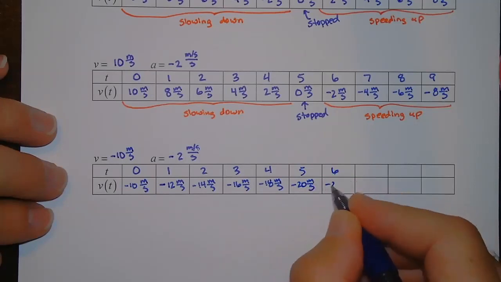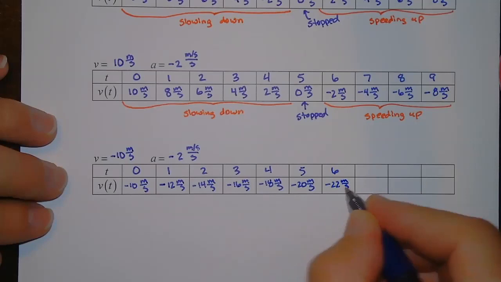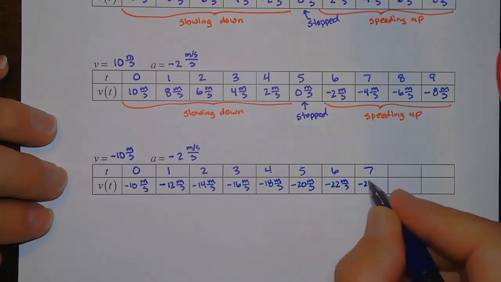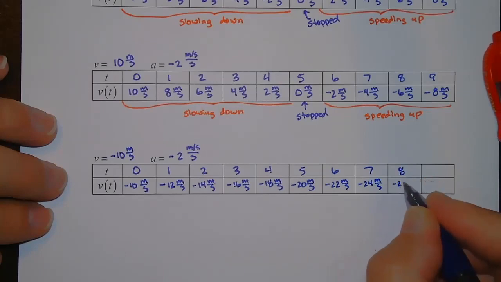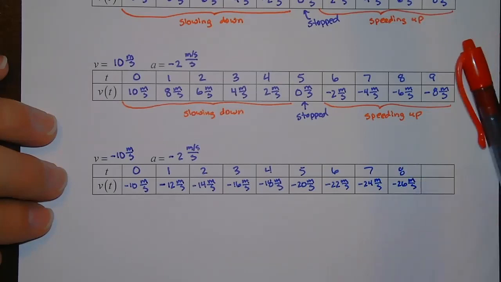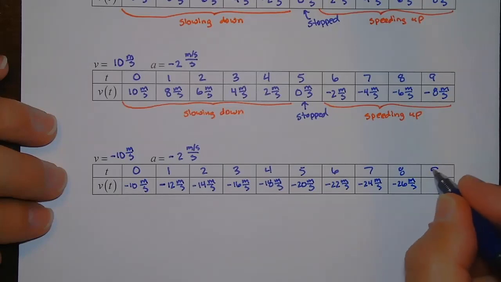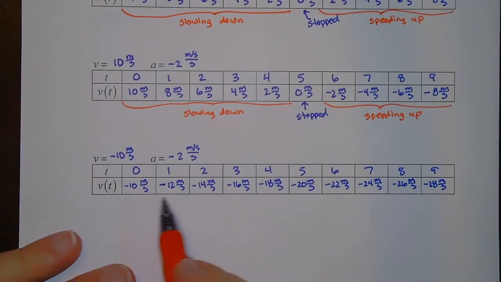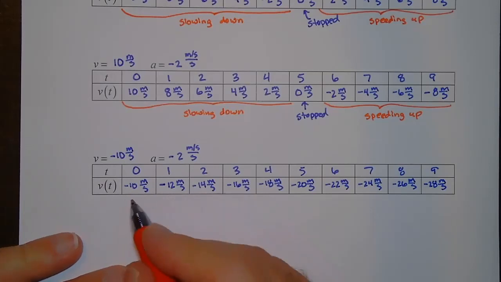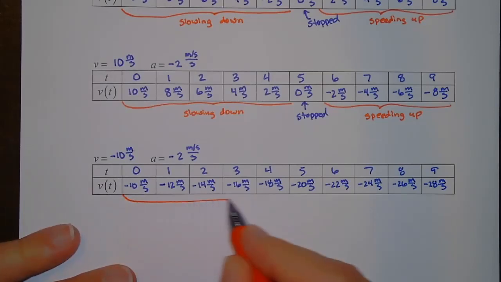6 seconds, we're at -22 meters per second. 7 seconds, we're at -24 meters per second. 8 seconds, we're at -26 meters per second. And then at 9 seconds, we're at -28 meters per second. So what is this telling us? Okay, so what's happening? -10, -12, -14, we are speeding up this entire time.